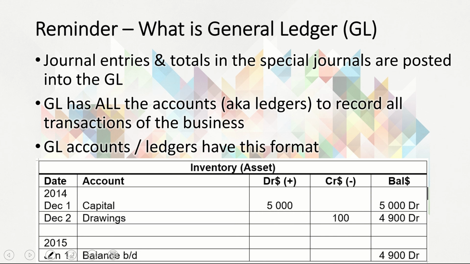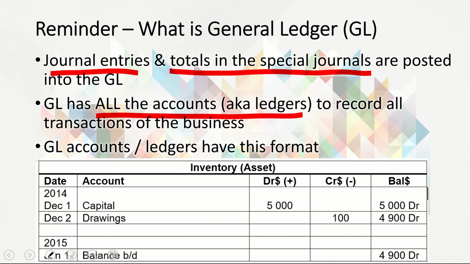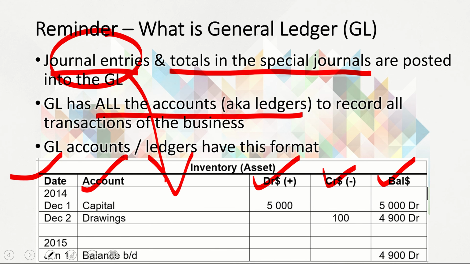Okay, so firstly, you need to know what the general ledger is. Your general ledger basically has all your journal entries and your totals in the special journal. These are posted into your GL or your general ledger. The general ledger has all the accounts or all your ledgers that you require to record all the transactions of the business. Generally, GL accounts or GL ledgers have this format: date, account, debit, credit, balance, these columns. And then your journal entry, you will record it inside these columns.